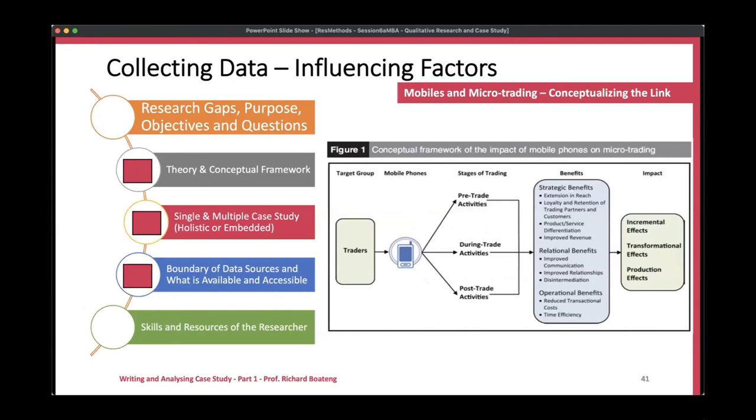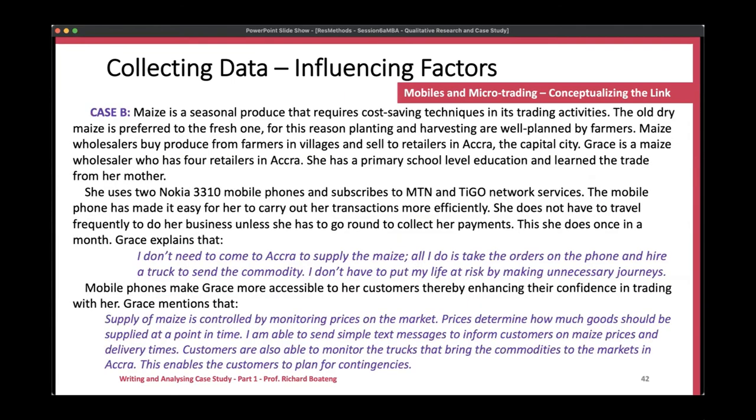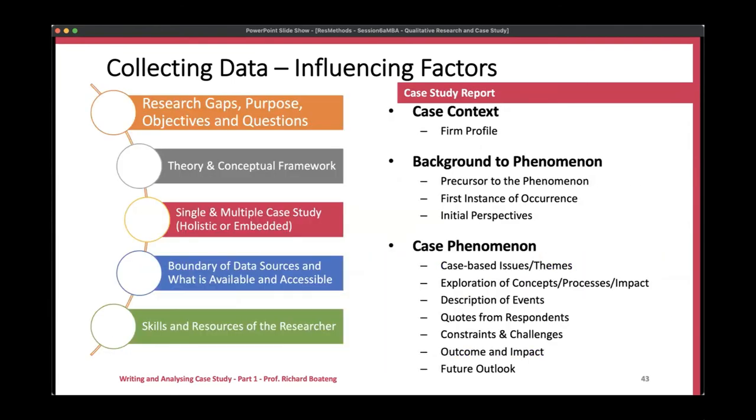What I've just said is more about the firm profile, who Grace is. The background of the phenomenon is about how they use mobile. So the background to it is what I read earlier. The fiscal one I read was nice for context.